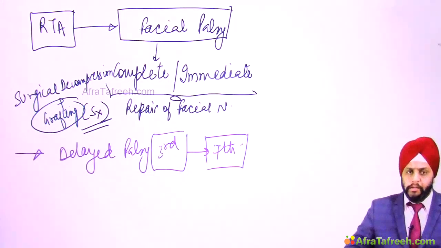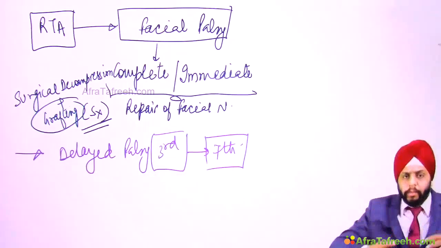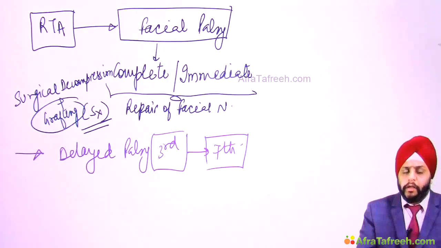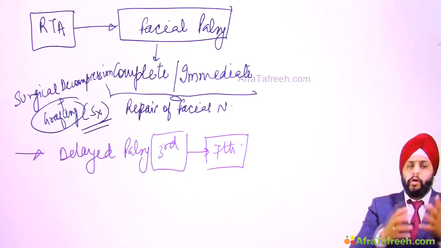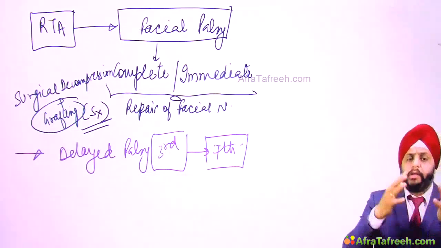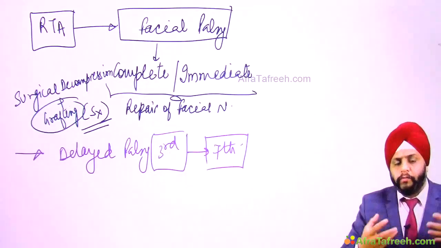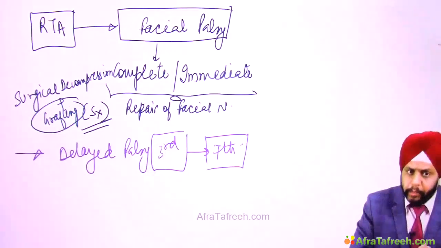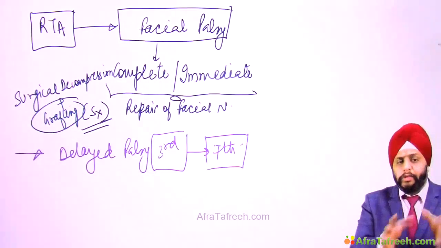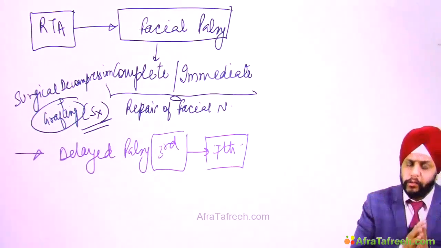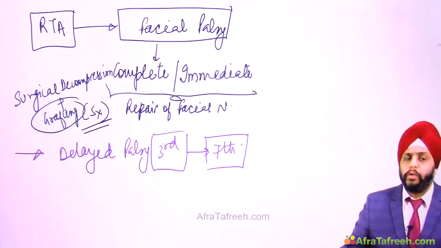So what happened? By 2nd or 3rd day, because of the edema, the tissues around the facial nerve swell. So because of the edema, now the facial nerve gets compressed in its bony canal. Because of injury there is edema, and because of this edema facial nerve is compressed. So this is a situation just like Bell's palsy. Facial nerve is compressed in its own bony canal. So what do you do now?